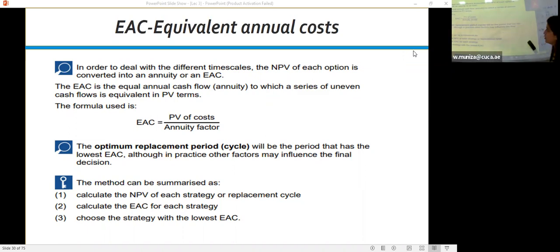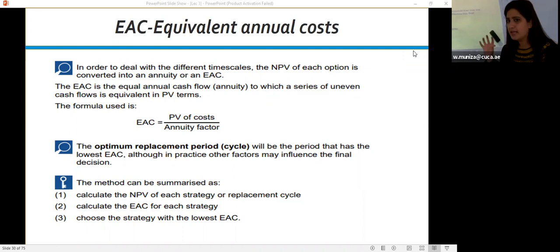The EAC is the equal annual cash flow to which a series of uneven cash flows is equivalent in present value terms. The optimum replacement period or cycle will be the period that has the lowest EAC, which is giving you the highest benefit available, although in practice, other factors may influence the final decision. In the exam situation, you are going to see the lowest EAC, but in a practical situation, obviously other matters are also going to be considered.